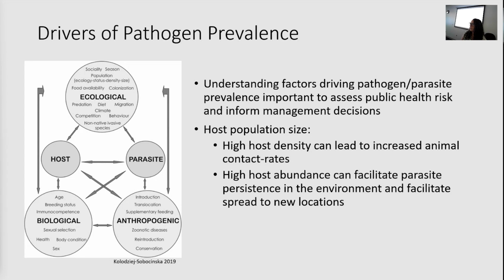High host density can lead to increased animal contact rates, and that can facilitate pathogen transmission, which is especially important for pathogens that require direct contact for transmission. Alternatively, high host abundance can facilitate parasite persistence in the environment and also facilitate spread to new locations as more animals are around in the habitat.